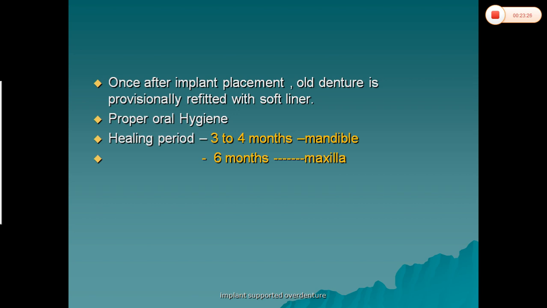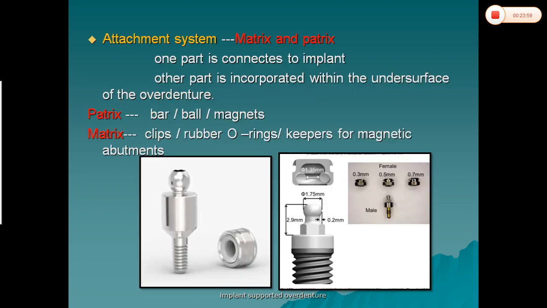During this healing period, we have to ask the patient to maintain hygiene properly. If not, the implant may fail. Usually, the healing period allowed for the mandible is 3 to 4 months. For the maxilla, as it is D3 or D4, meaning most of the maxillary bone is made up of cancellous, less of cortical, more of cancellous, we have to leave it for 6 months for the implant to get osseointegration.